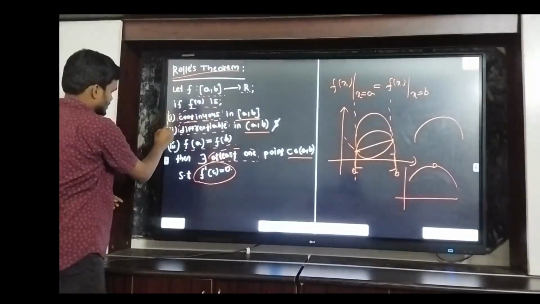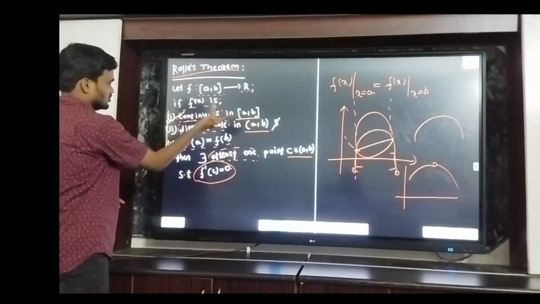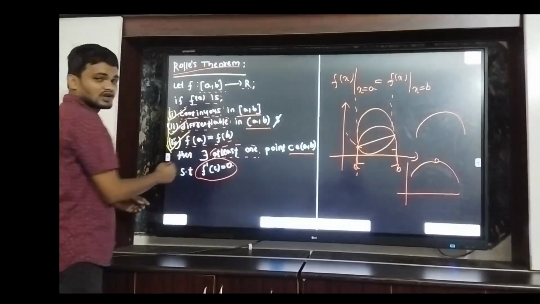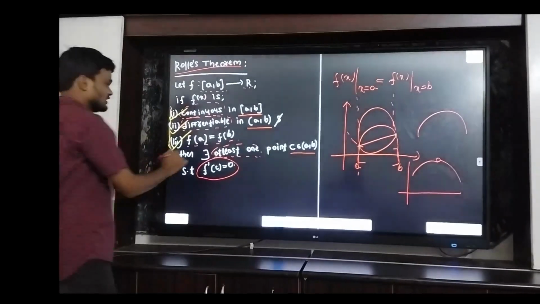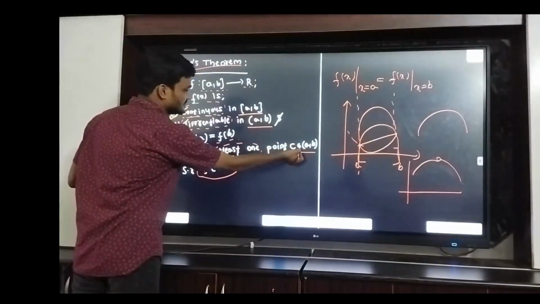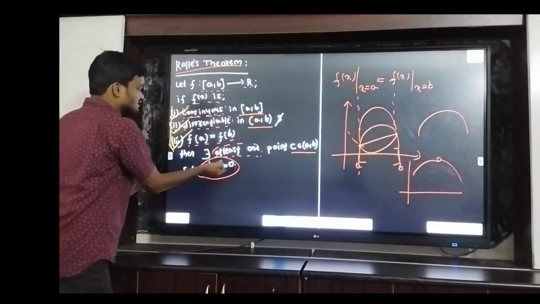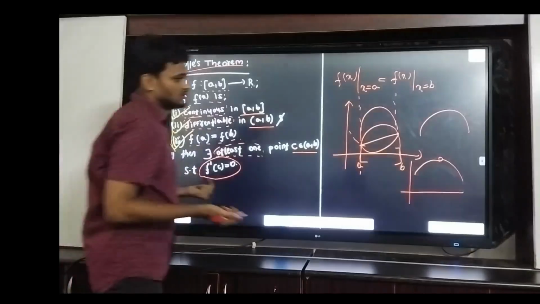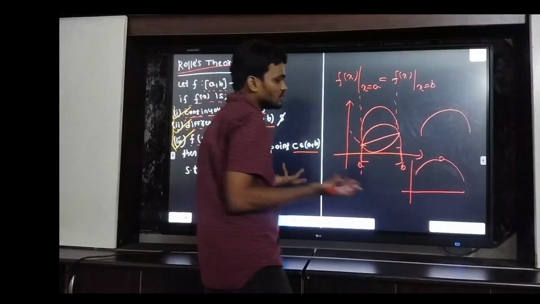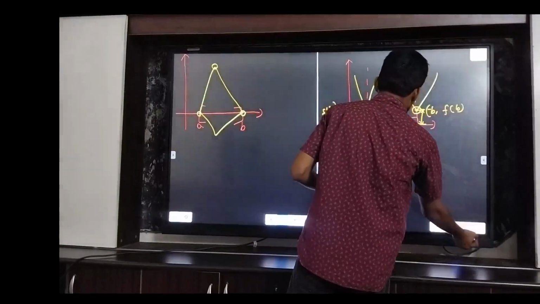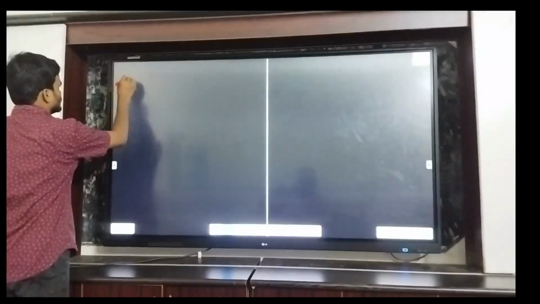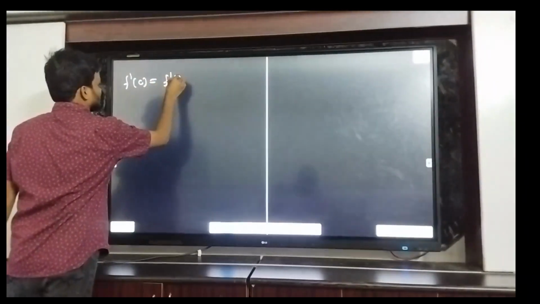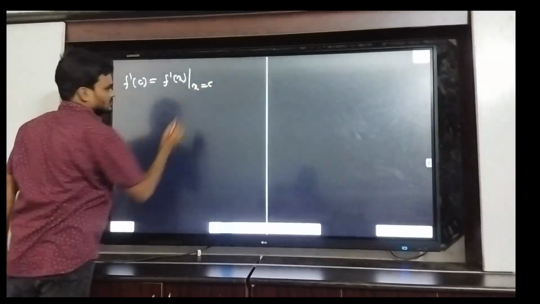If these three things happen, like this is our hypothesis, function is continuous in closed interval AB, function is differentiable in open interval AB, then at the end point functional value same, then what happens? There exists at least one point C belongs to open interval AB such that f dash C is equal to 0. Let's understand what do you mean by f dash C is equal to 0. If derivative is 0 at a point, then what do you mean by that? F dash C, that means f dash x when x is equal to C, right?